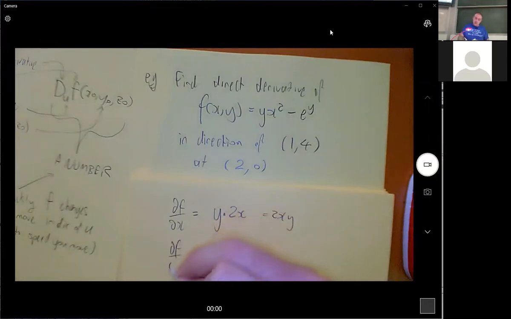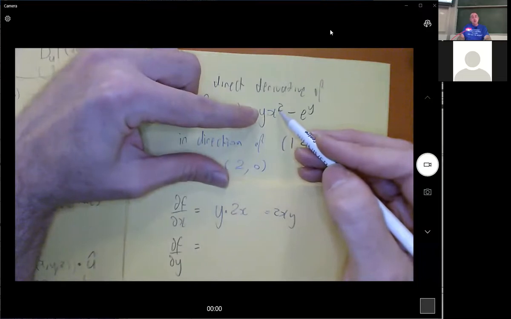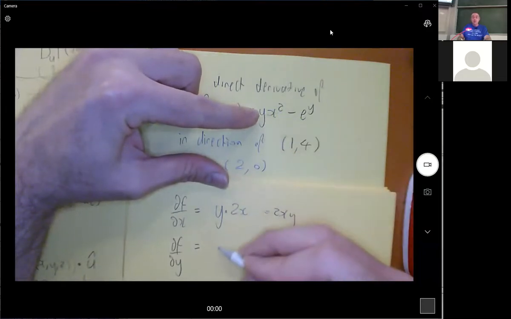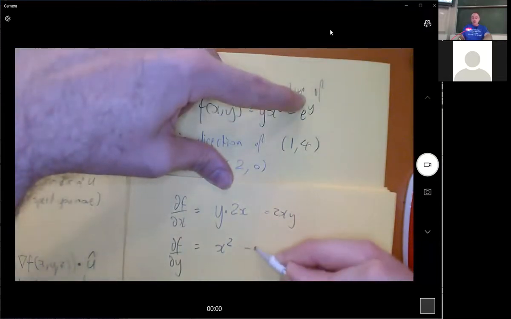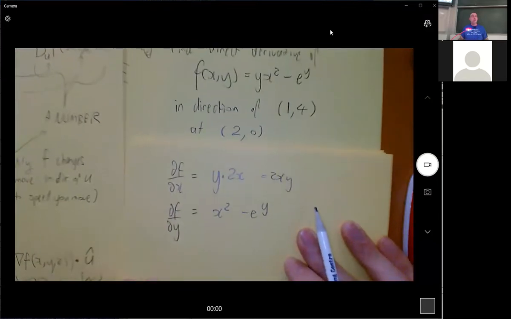And df on dy, now the x squared is a constant multiplied on, so it's constant times y. The derivative of that is just the constant. And the derivative of e to the y is e to the y. So they're my two partial derivatives.